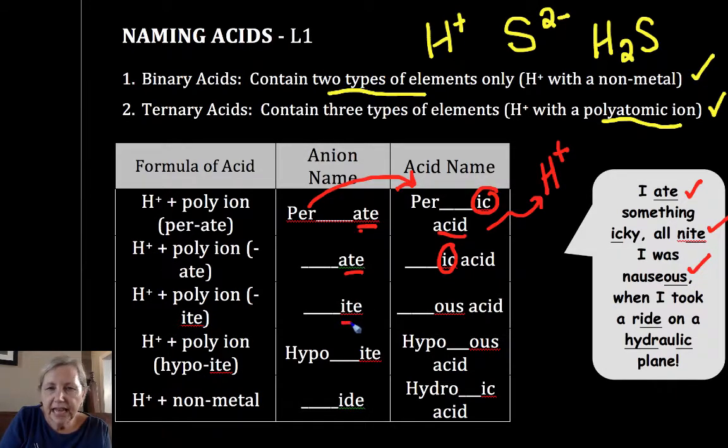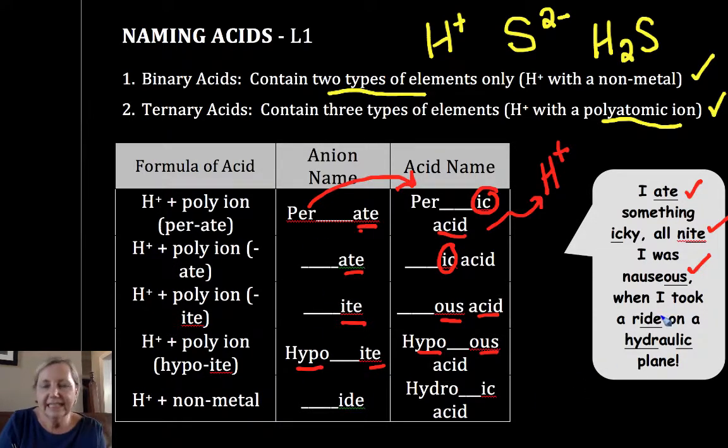So if the anion ended in ite, you change ite to ous and add the word acid. Hypo-ite becomes hypo-ous. So ite becomes ous, regardless of whether it had a prefix or not.